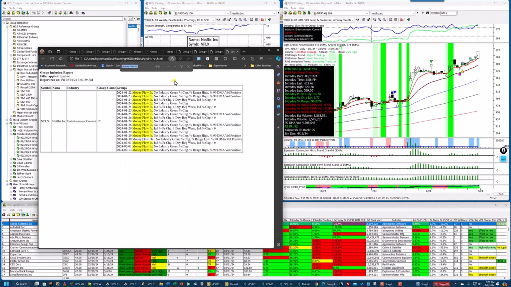Control F. Now look at Netflix here on the money flow in. January 22nd, 23rd, 24th, 25th, 26th, 29th, and then February 1st and February 14th. So this is February 14th right there. That was the same day it crossed over.